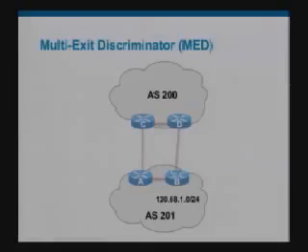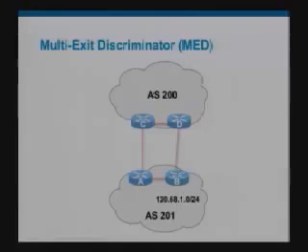Next one, MED. Well, for us old folks, we all call this metric, because that's what it was in BGP version 3. And then when BGP version 4 came along, the name was changed to MED, multi-exit discriminator. It pretty much does the same thing, but it works this way around. We're sitting here in AS201, 128.68.1/24, when it makes these announcements to AS200. We want to determine how traffic comes into our network from AS200.